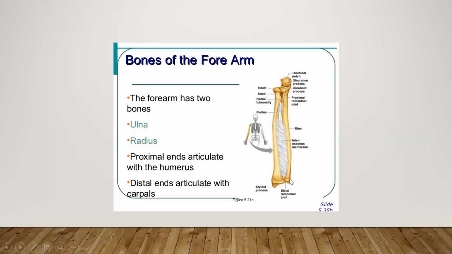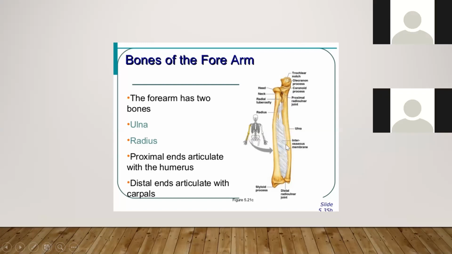This is the distal radio-ulnar joint. This is the proximal, where the radius and ulna join with each other. In between, this is free, only here at the distal end, and this is the proximal end. And in between, there is the interosseous membrane.